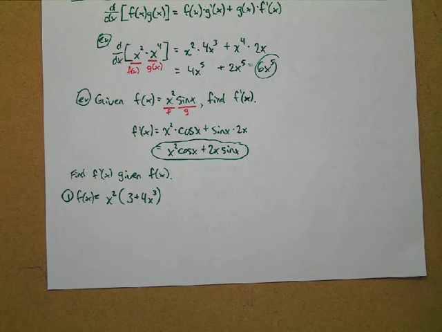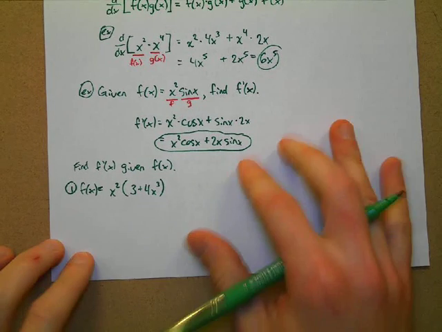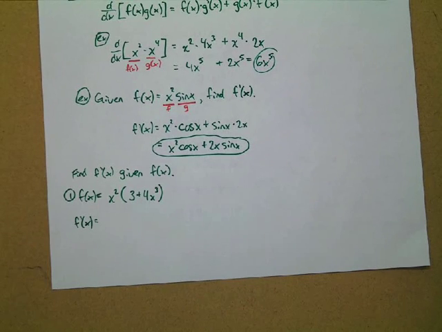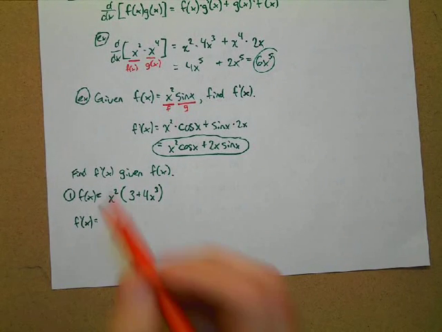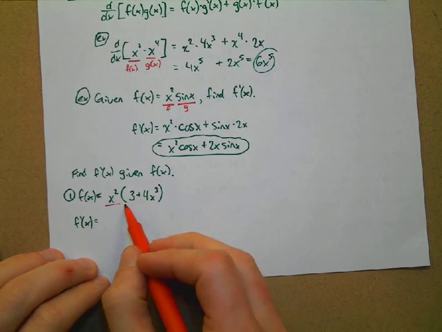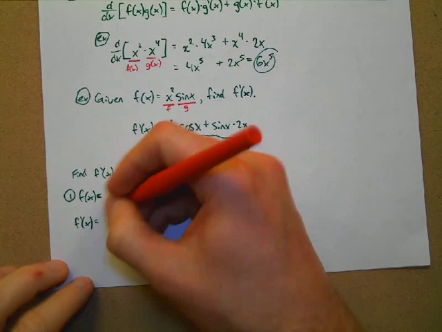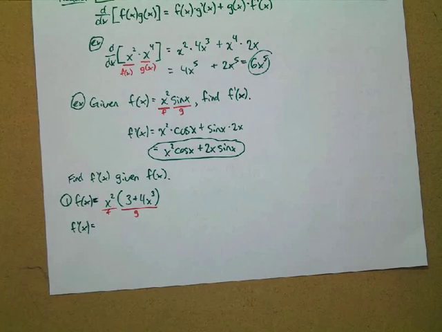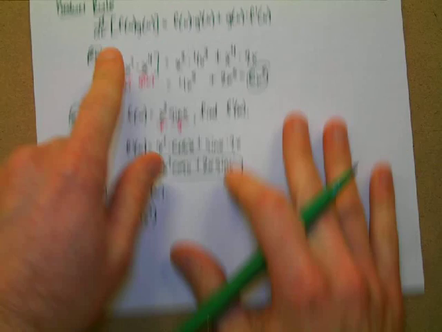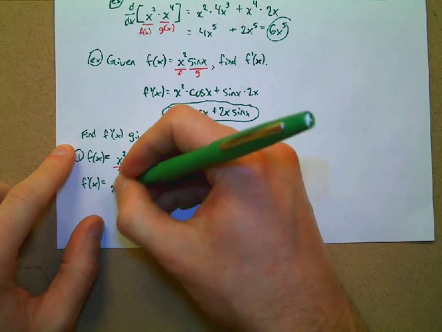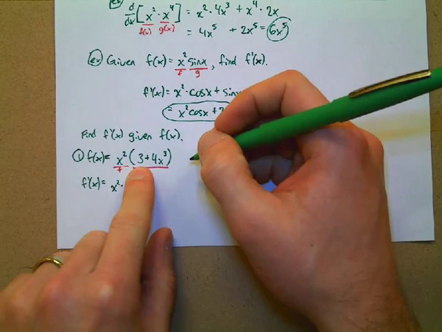Okay. So again, going back to our product rule up here, it's the first times the derivative of the second. So it's the first function, x squared, times the derivative of 3 plus 4x cubed. Well, what's the derivative of 3? 0. What's the derivative of 4x cubed? 12x squared. So it's going to be 0 plus 12x squared, which is really just 12x squared. So the derivative of 3 plus 4x cubed is just 12x squared.